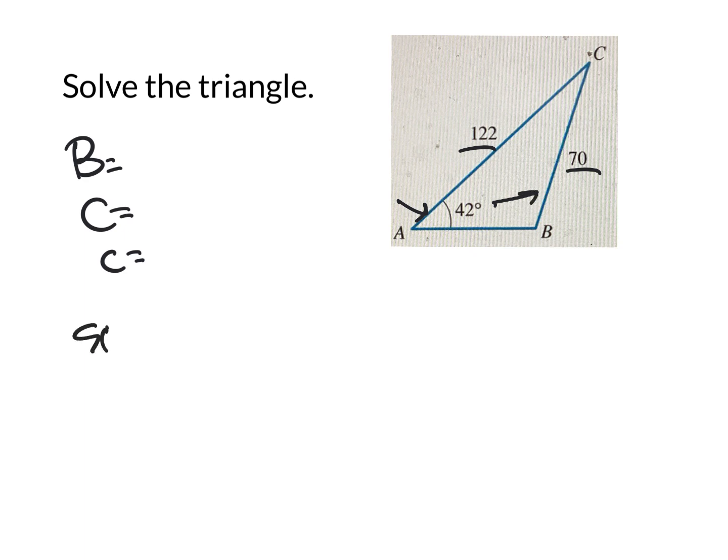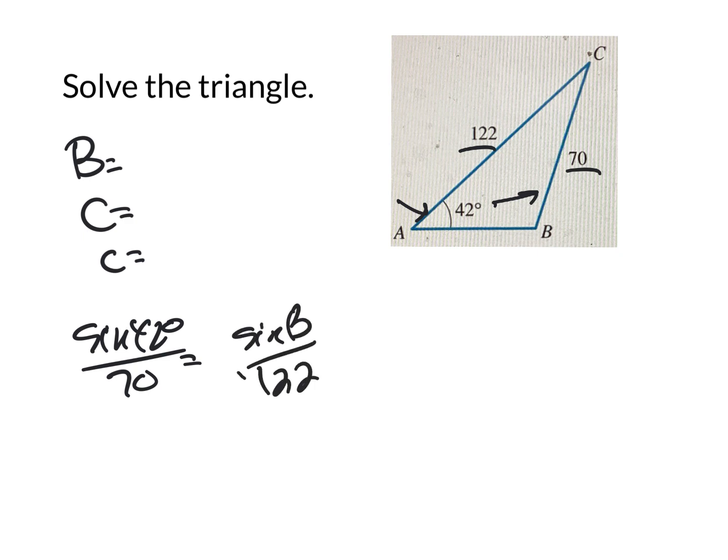What I know are my A's. So I'm going to go sine of 42 degrees over 70 equals sine of big B over 122. All right. Work it the same way. Cross multiply here. Divide by 70. And bad things happen. What happens when I do that math is I get sine B equals 1.17. Now, I know, and you do too, sine and cosine can't be bigger than 1 or less than -1. So that already tells me there's no way that can be true.